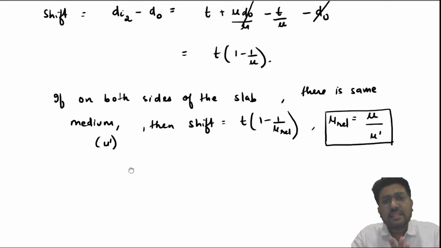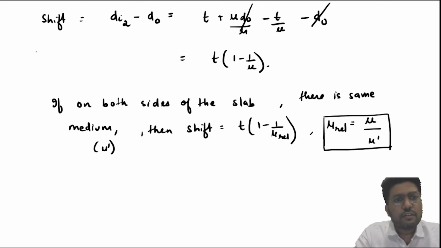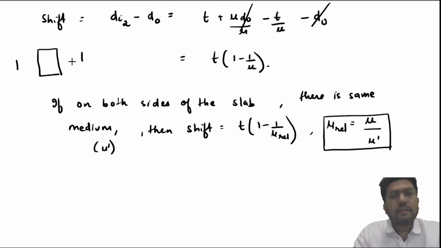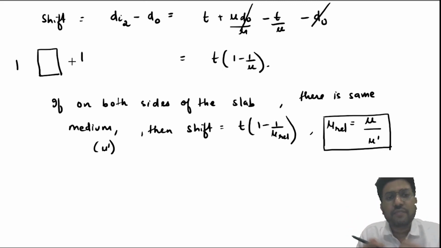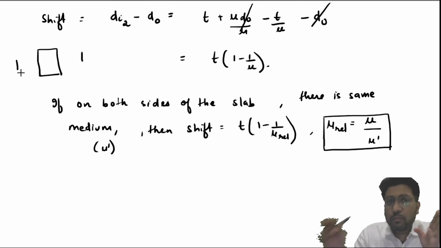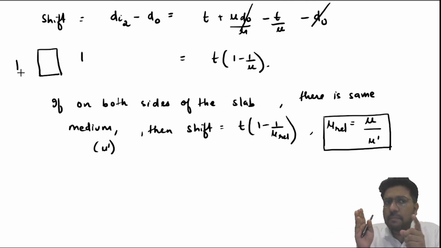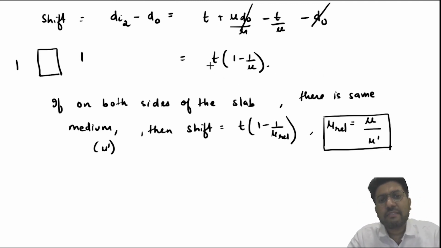Now in this derivation, what we have done is we have taken the medium on both sides to have refractive index 1. But if the medium on both sides is the same, with refractive index mu dash instead of 1, then the shift will be given by T into 1 minus 1 by mu relative.